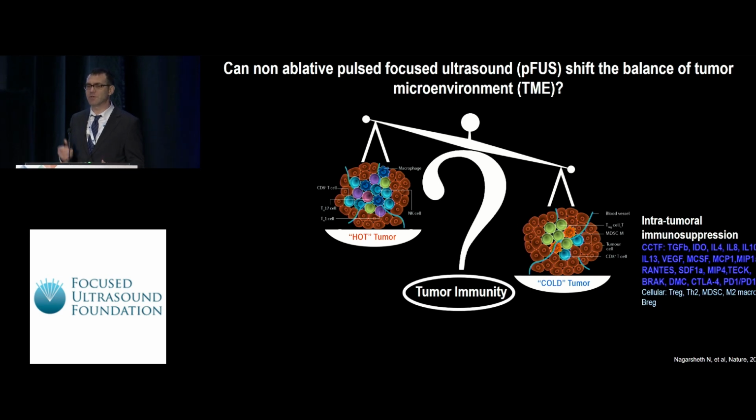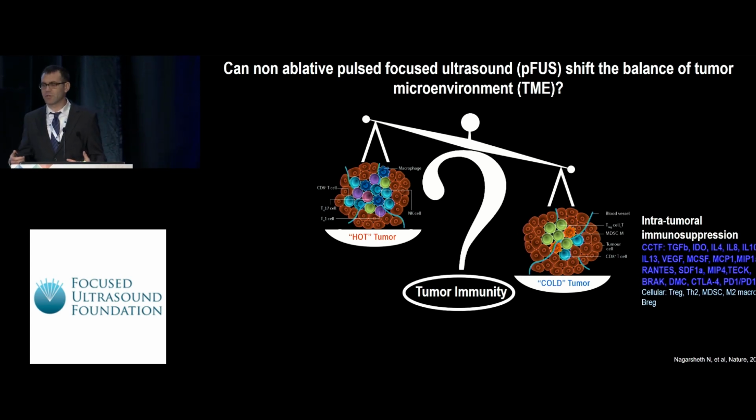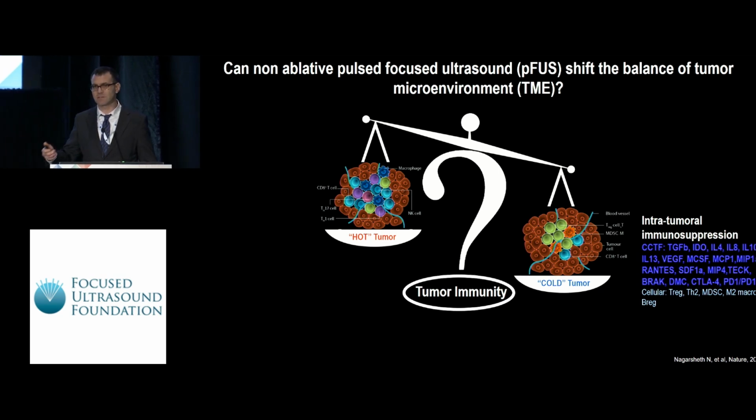There is a balance between cold and hot tumors, and most tumors exist in a cold tumor microenvironment. This kind of tumor microenvironment consists of an intratumoral immunosuppressive environment, and it consists of a variety of cytokines, chemokines, and trophic factors, such as TGF-beta, IL-1, IL-4, IL-10, and VEGF, and a variety of other immune cell populations.